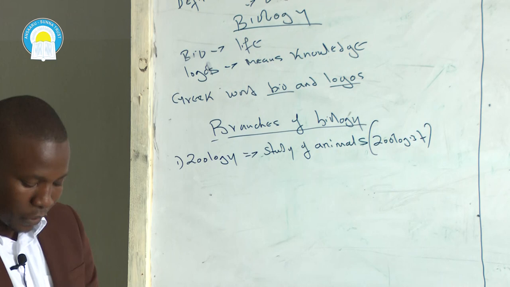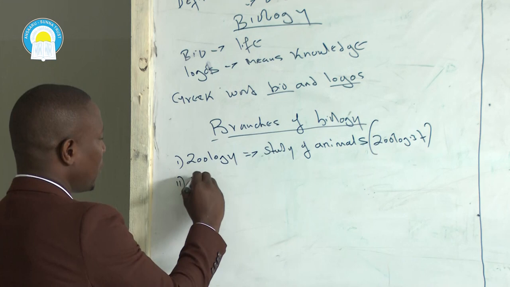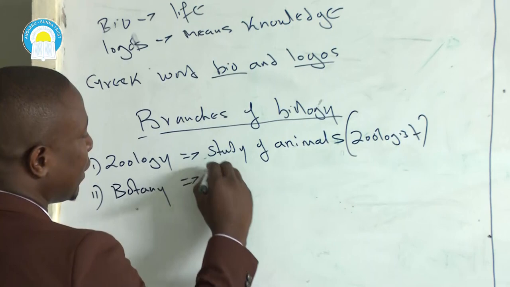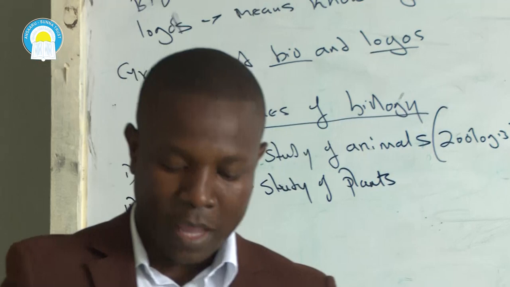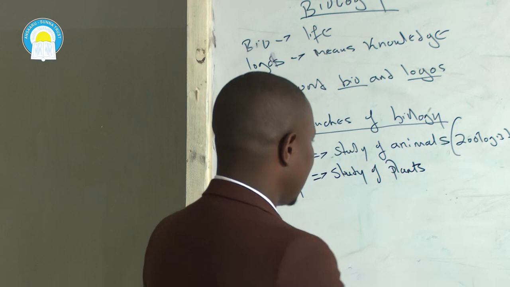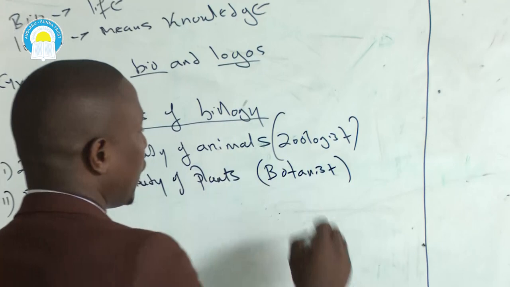Number two branch is called botany. Botany is the study of plants. And the person who studies botany is called a botanist.